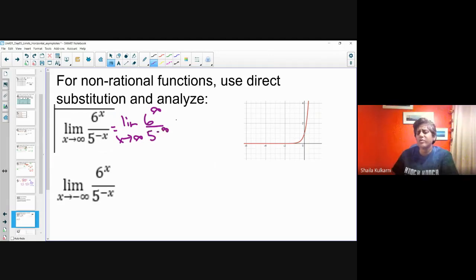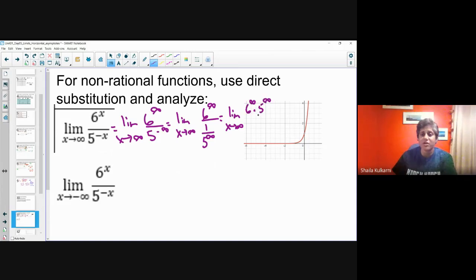Do you remember what we've said in the past about negative exponents? A negative exponent just means do the reciprocal: put a 1 over it, and you can make the exponent positive. And then remember, keep, change, flip. Does that ring any bells? So keep, change, flip means I'm going to do 6 to the infinity times 5 to the infinity over 1.